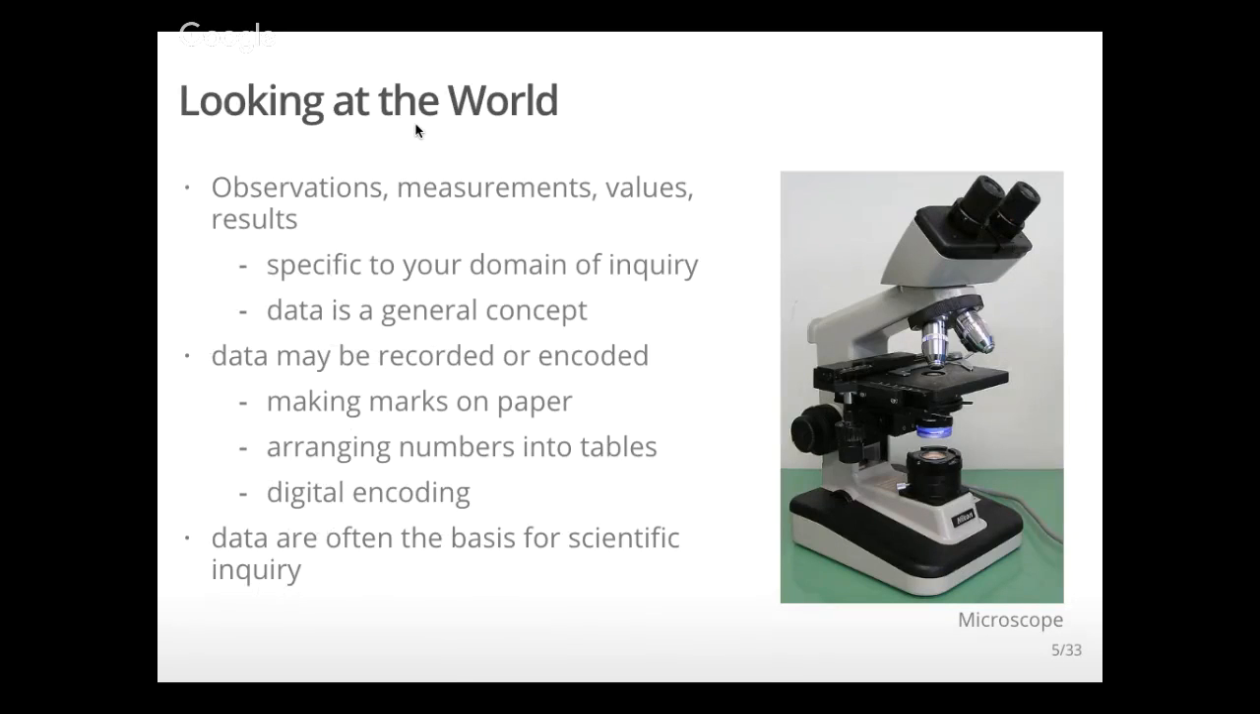So anyway, looking at the world, there's this whole empirical approach based on observations, measurements, values, and so on. Everybody's doing something different here. So whatever your data are going to be, whatever your observations are, will be very specific to your domain of inquiry. I'm starting from first principles here. Data is just whatever it is in your domain that you're studying. It can be recorded or it can be encoded. It could be marks on paper. It could be arranged as numbers in tables. Digital encoding is something that we're actually going to dwell on for a little bit. I'm going to say that data are quite frequently the basis for scientific inquiry. That's a statement about empiricism, but it's true for at least a lot of science.